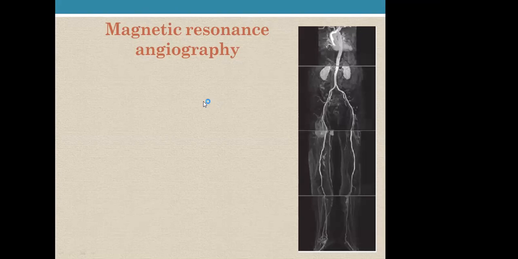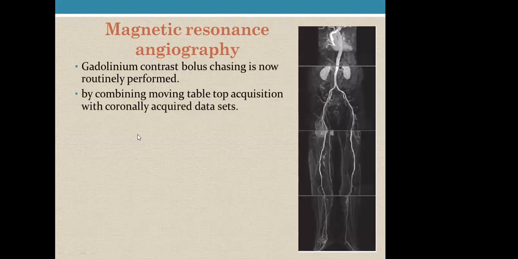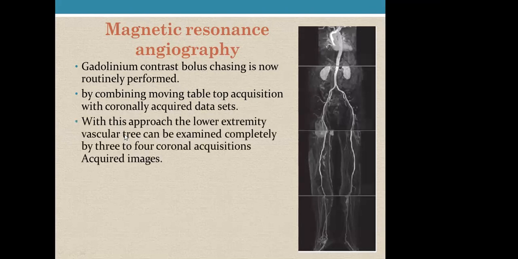MR angiography. Gadolinium contrast bolus chasing is now routinely performed by combining moving tabletop acquisition with coronally acquired datasets. With this approach, the lower extremity vascular tree can be examined completely by 3 or 4 coronal acquired images.